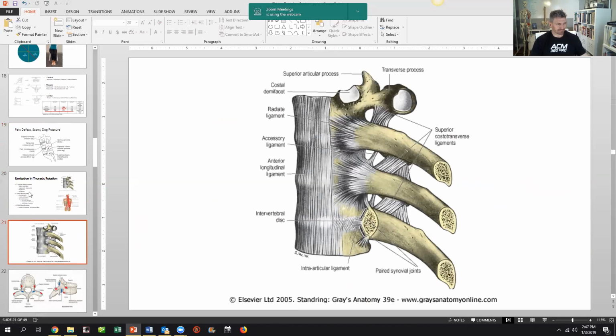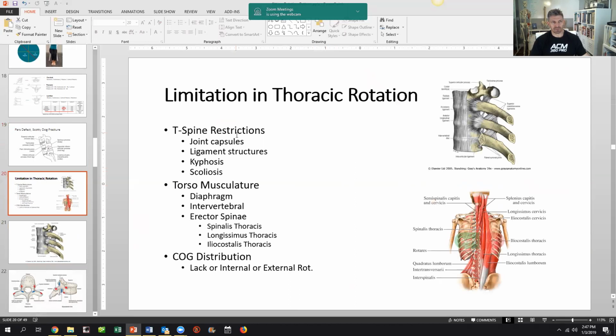But anyway, going back to this, T-spine restrictions can come from joint capsules, ligament structures, kyphosis, scoliosis, all the posturing that we see, and the ligament structures that contribute to that, as well as the joints, can become tight, just like any other joint in the body. In fact, there's no difference. It's the same type of synovial capsule joint. And so keep that in mind.